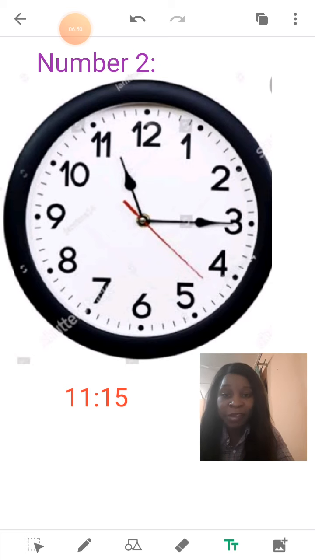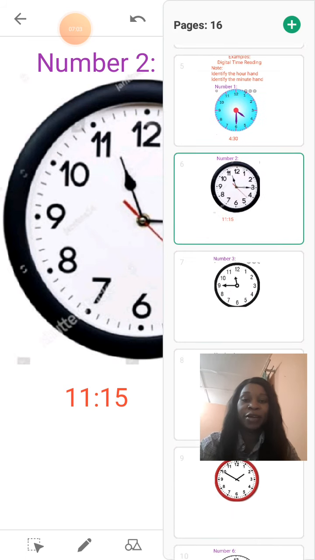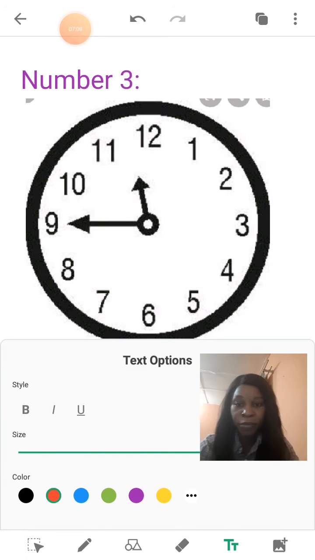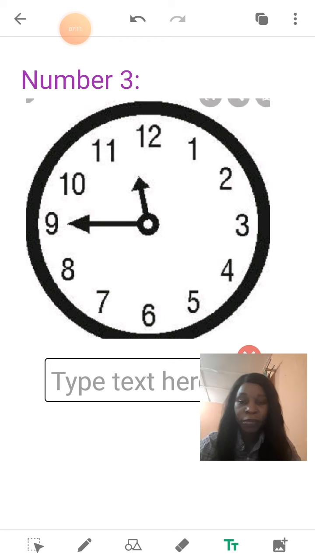If I'm to write this in analog, remember it is the other way around. The minute hand first in analog, it becomes 11:15. All right, number 3 clock. Good. We have another one.